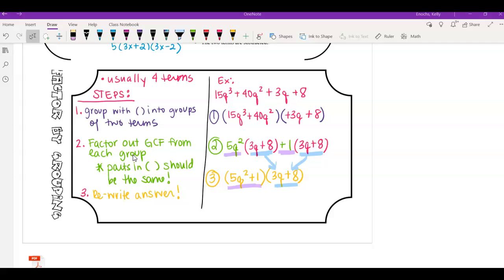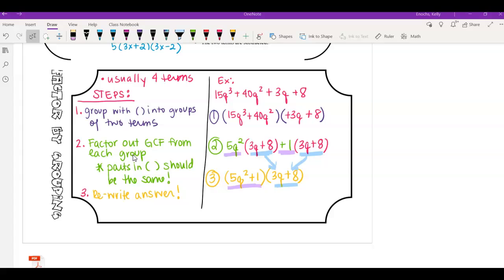So the steps are group into 2 groups of parentheses. Each group should have 2 terms. You have 2 groups of 2 terms. That should make 4 terms total. Factor out your greatest common factor from each group. And when you do this, it's really important that the parts that are left over, the non-greatest common factor parts, are the exact same in both parentheses. You'll see that in my example. If they're not the same, then you have not found the correct greatest common factor if it's a factor by grouping problem.